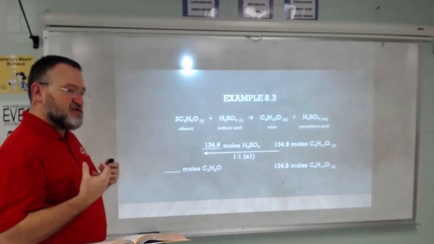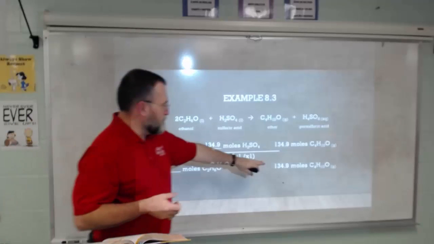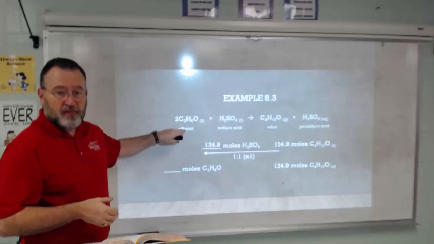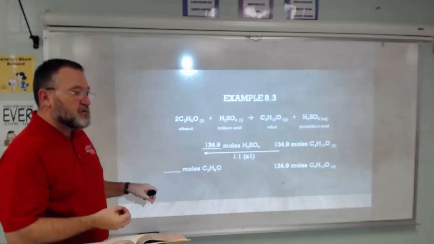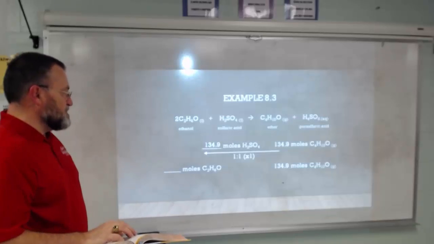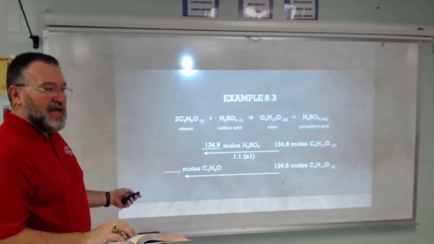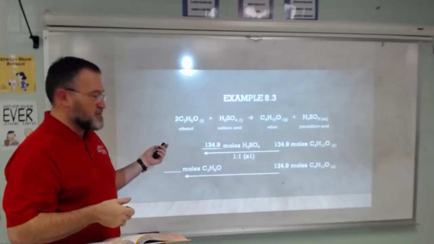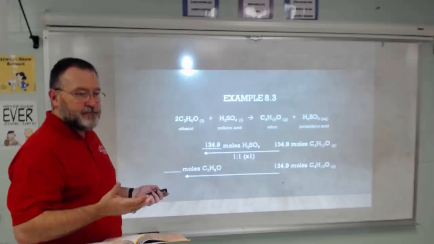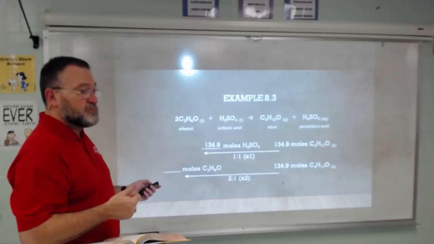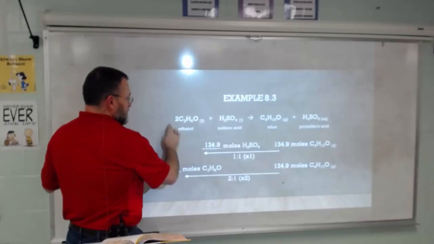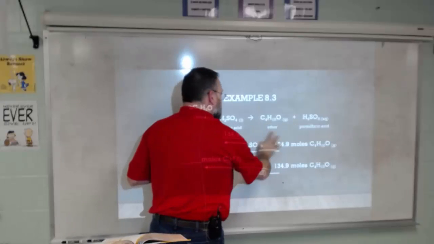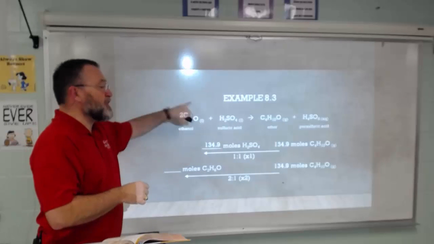Second part asks us to solve for the other reactant. We have 134.9 moles of ether that we're trying to produce. How many moles of the other reactant, in this case, ethanol, how many moles do we require? Same process. I'm going from my known to my unknown, and now I need to find out what is the relationship between those two molecules in this reaction equation. How do they relate to one another? Right, reading from left to right, it's 2-to-1. For every 2 moles of ethanol used, I have the potential to produce 1 mole of ether. Or another way to say it, for every mole of ether that I want to produce, I need to have 2 moles of ethanol in the reaction.